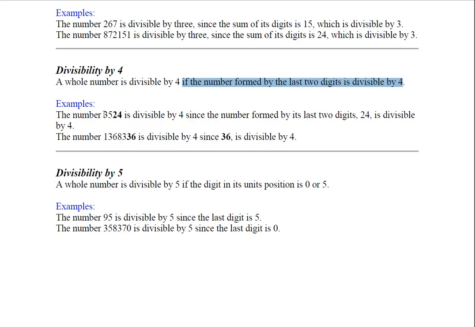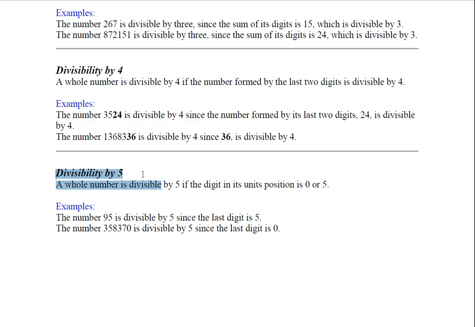So if you have a number like this, 3,524, how do we know if it's divisible by 4? We look at the last 2 digits, 24. Is 24 divisible by 4? Yes. 4 times 6 is 24. That means that this whole number, 3,524, is divisible by 4.